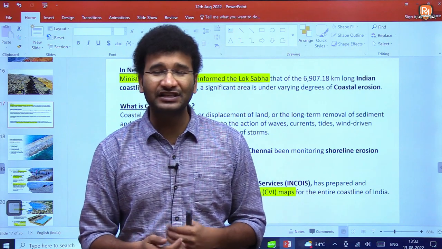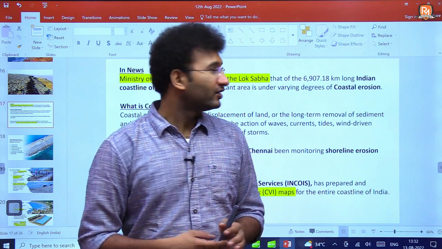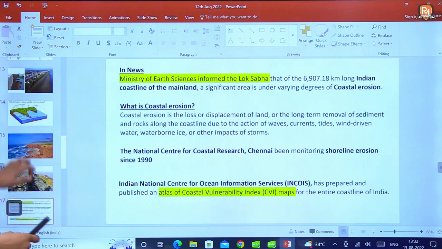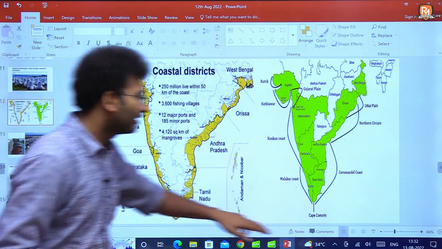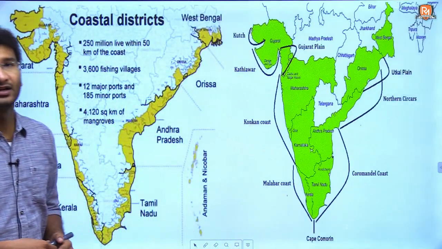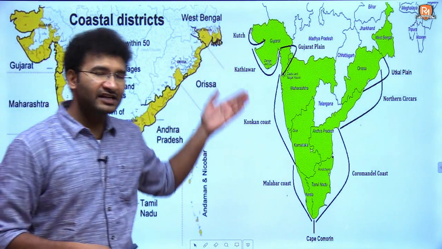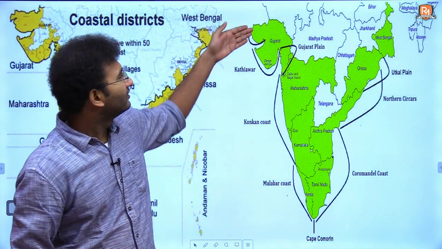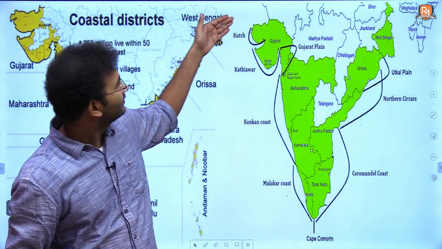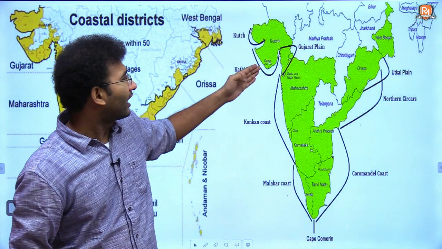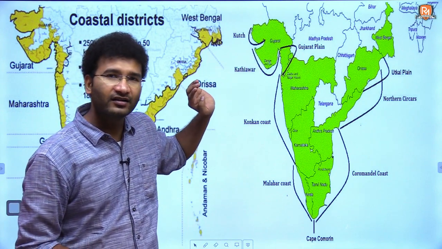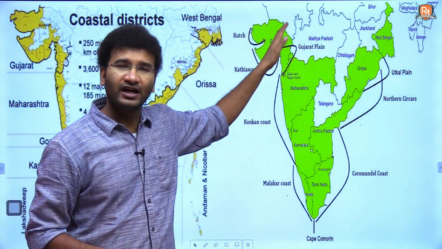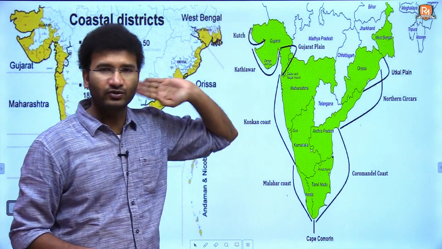Now where is the deposition taking place if there is erosion? You have to understand that India's coastline is naturally oriented towards erosional and depositional activities with respect to submergence and emergence. So this is your submergent coast, this is your emergent coast. The Kutch region is emergent coast, and Kathiawar is submergent coast. Kutch was once considered to be under the sea, and slowly it started to rise up to the land.